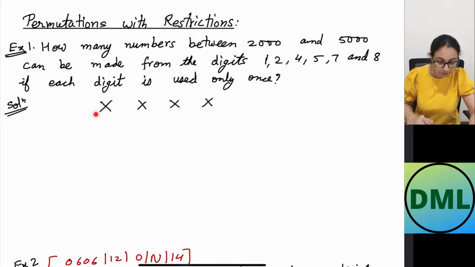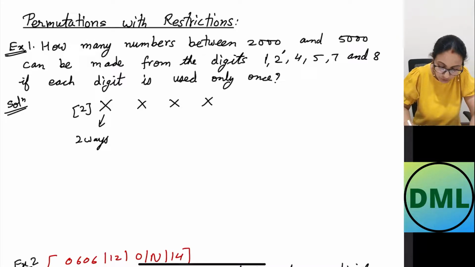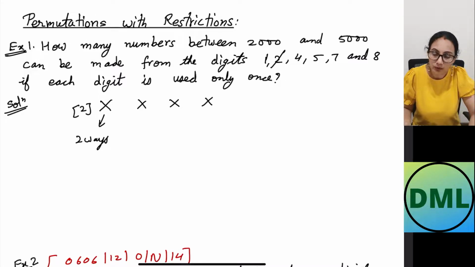Now the first place, because the number is between 2000 and 5000, can be filled by either 2, 3 or 4 only. But in the given numbers we don't have 3. So the first place can be filled by either 2 or 4. So to fill the first place, we have only 2 ways, either 2 or 4. Let's suppose that you have filled 2 here. Now 2 is gone. You can't use the 2 again.